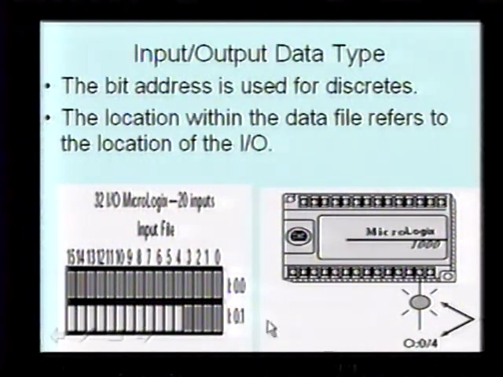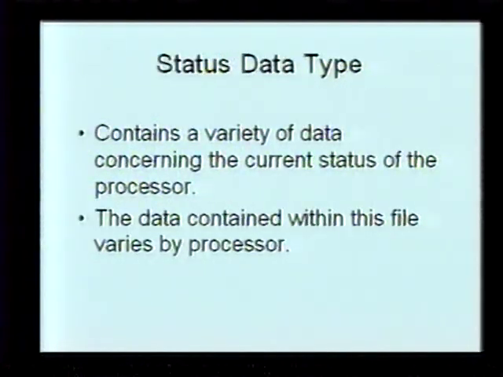So if we wanted to look, here in this example again, it's O:0/4. If we wanted to look at this bit right here, we would say I:0/2. Status data types contain a variety of data concerning the current status of the processor. The data contained within this file varies by processor.